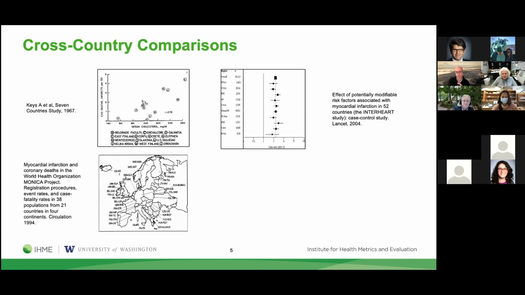INTERHEART, a really important study, reported in the 2000s, looking across now 50 plus countries. Really nice approach. It was a case control study. So if you're going to work in 50 countries, nice to use a cross-sectional approach. A lot of limits to case control studies.